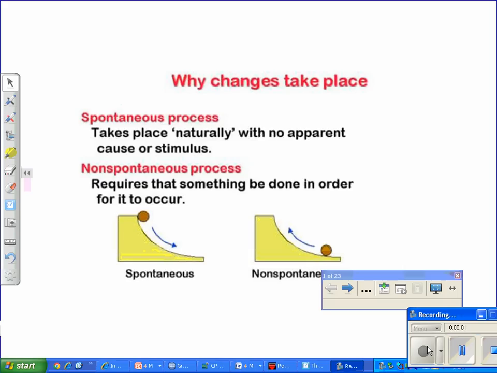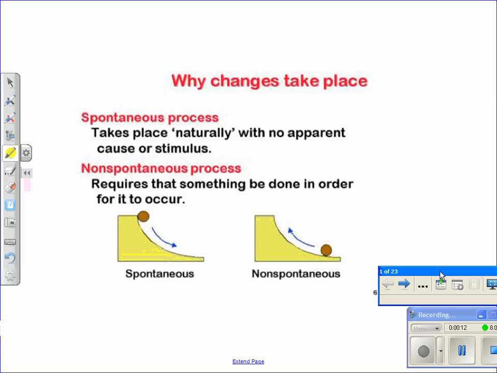All right, so what I'm going to do today is talk about a thermochemistry introduction. First thing we need to know is that in thermochemistry we focus on what a spontaneous process is. A spontaneous process is something that takes place naturally with no apparent stimulus. When we're talking about thermochemistry, we're talking about not having to add heat energy into it. So a non-spontaneous process requires something to be added to it, thus heat or energy.